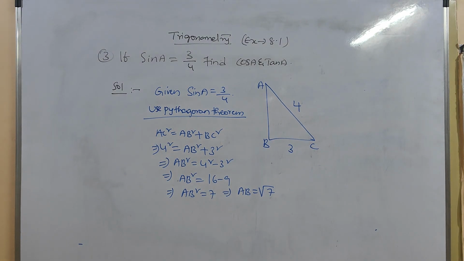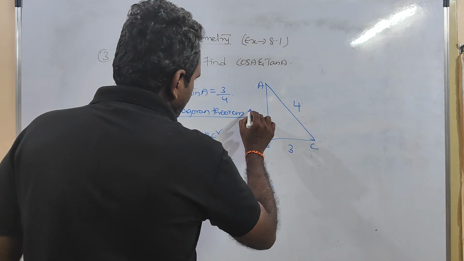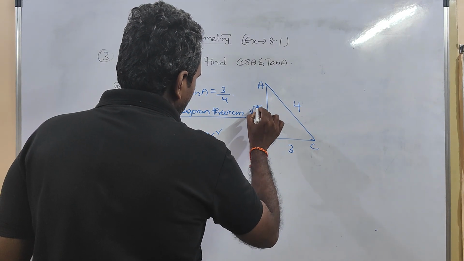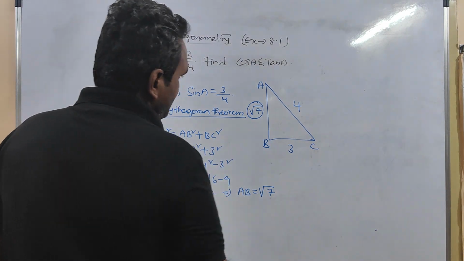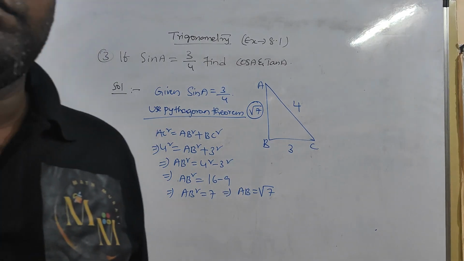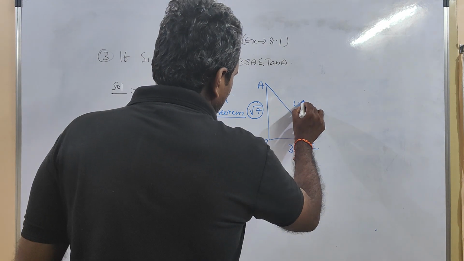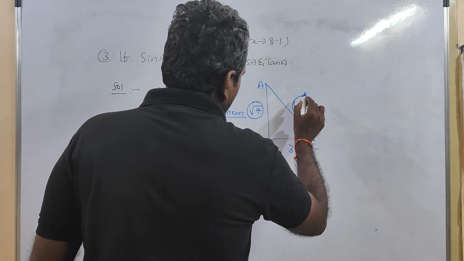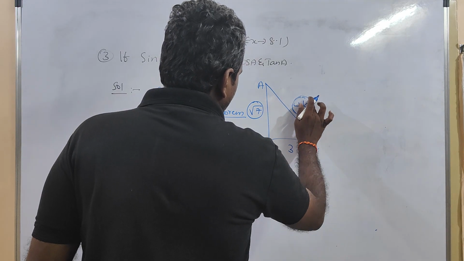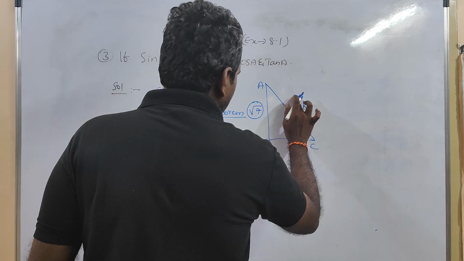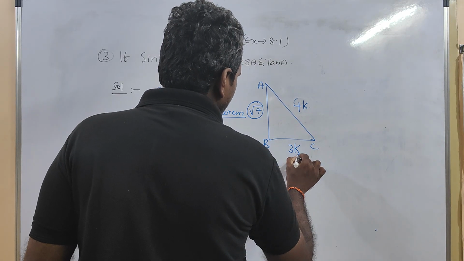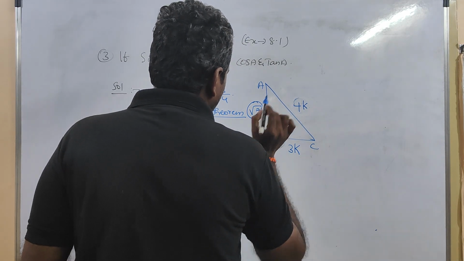Root 7 we have to. So this is root 7. For everything I told you before, if sin A is given as 3 by 4, you please include the multiplication factor there. That means this has to be 4k, sorry for this, and this has to be 3k, and this has to be root 7k.